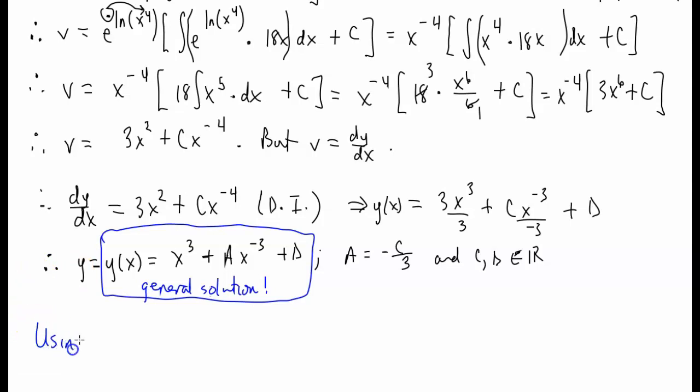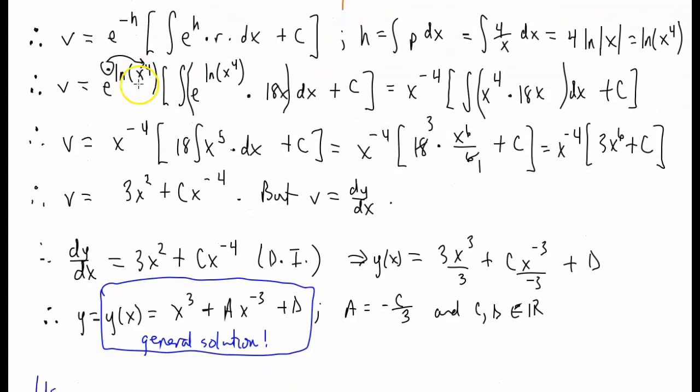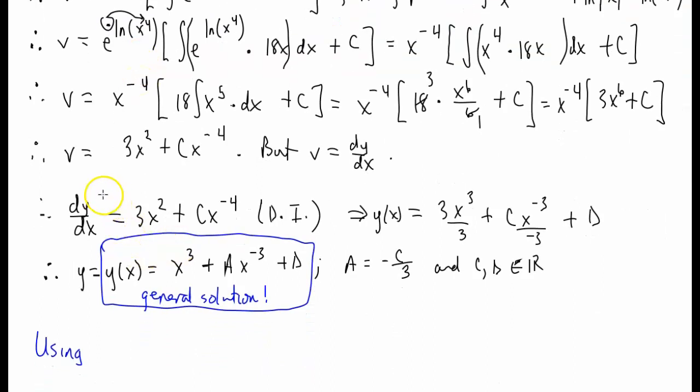Using the first initial condition, y of 1 is equal to 8. And the second initial condition, dy over dx, so y prime evaluated at 1, is going to be -3. Notice that we already have, and I'm going to write this here, y prime of x. So we don't have to take the derivative of this to find it. We already have it.